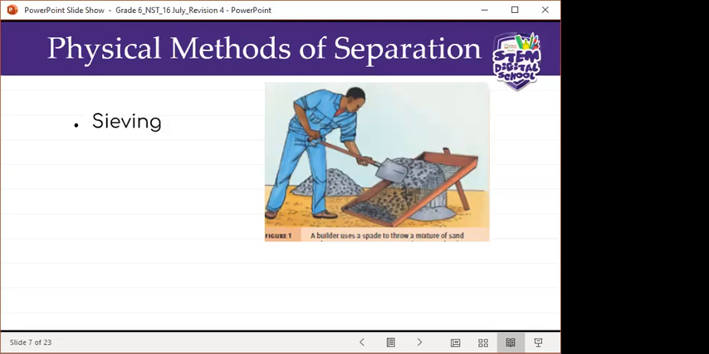So another example where sieves are used is in the kitchen. I'm sure if you guys have been in the kitchen while someone was baking, they would use a sieve to sieve the flour, right? So that lumps would remain on top and then the fine flour would go through into the bowl. All right.